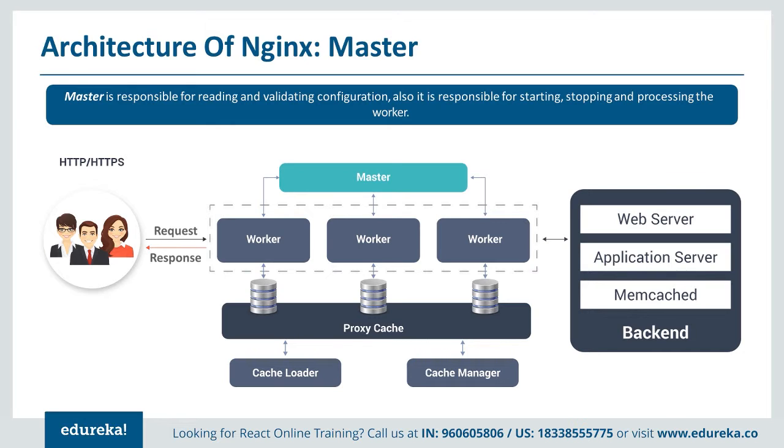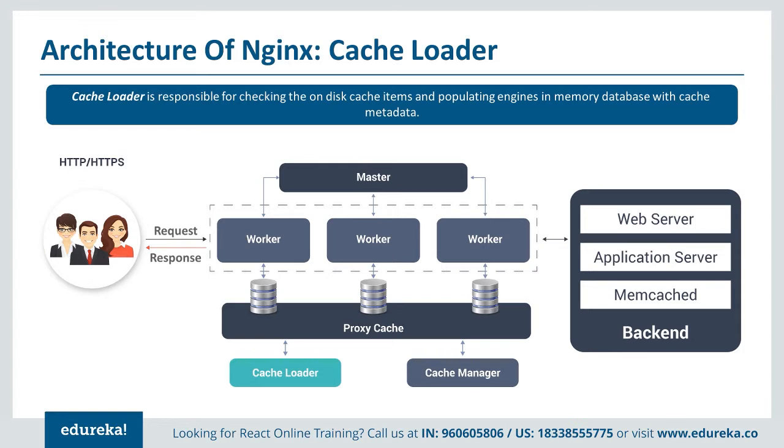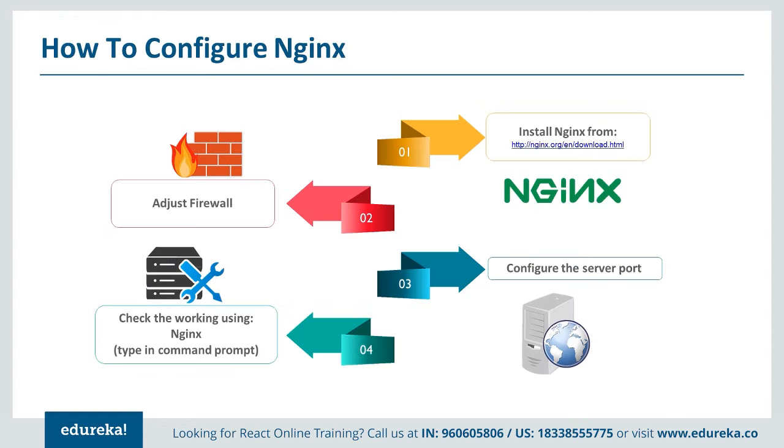After that, the master is responsible for reading and validating configuration. It is also responsible for starting, stopping and processing the workers. The cache manager is responsible for expiring and invalidating the cache. How to configure that? Install Nginx, adjust the firewall, configure the server port, and check that it works using the nginx command.